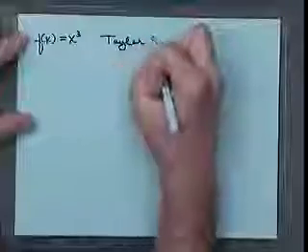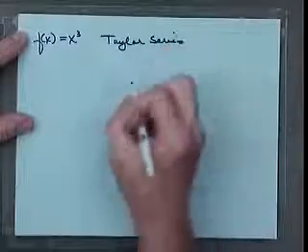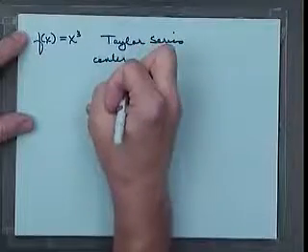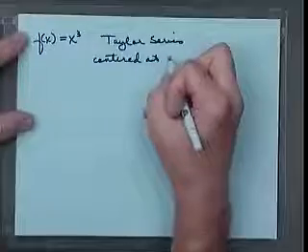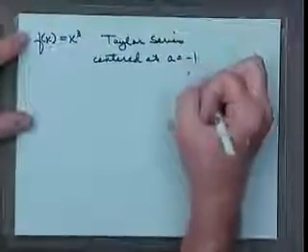The function is x cubed. Is that right? Find the Taylor series for f of x centered at the value a equals -1. Centered at a equals -1?